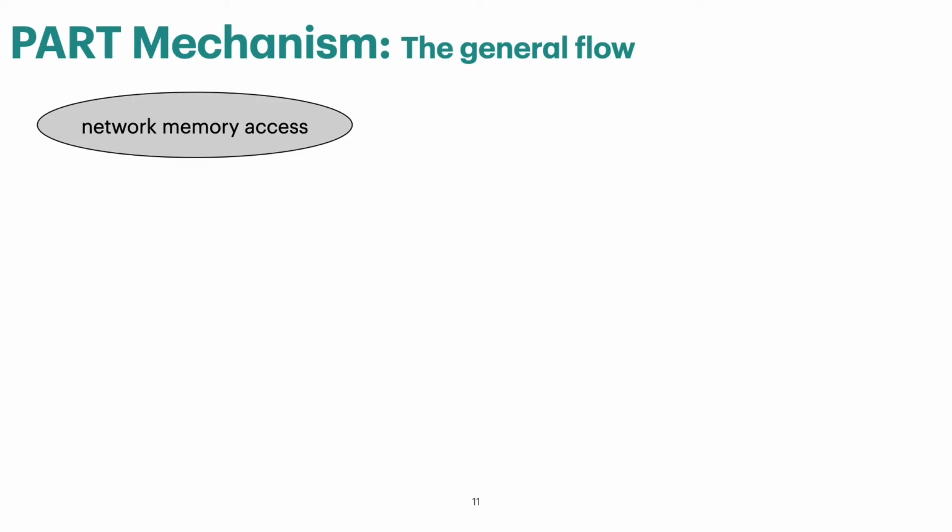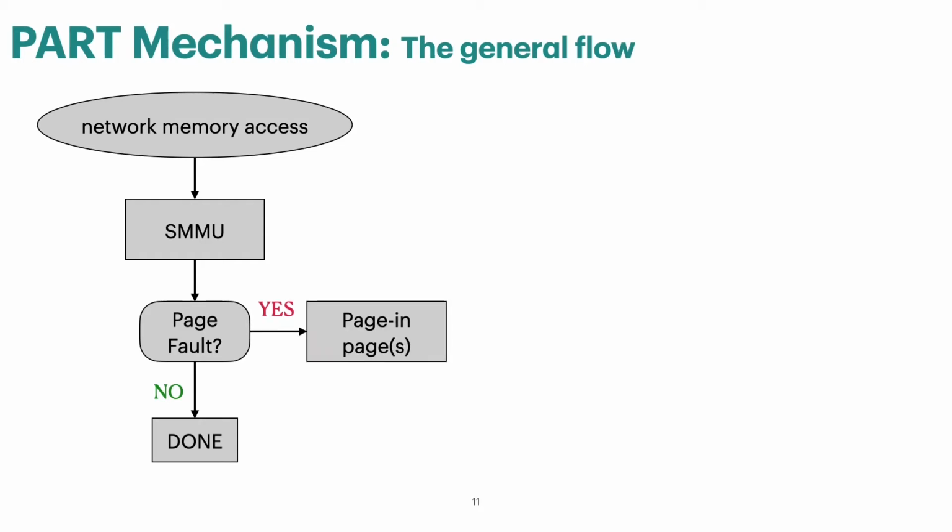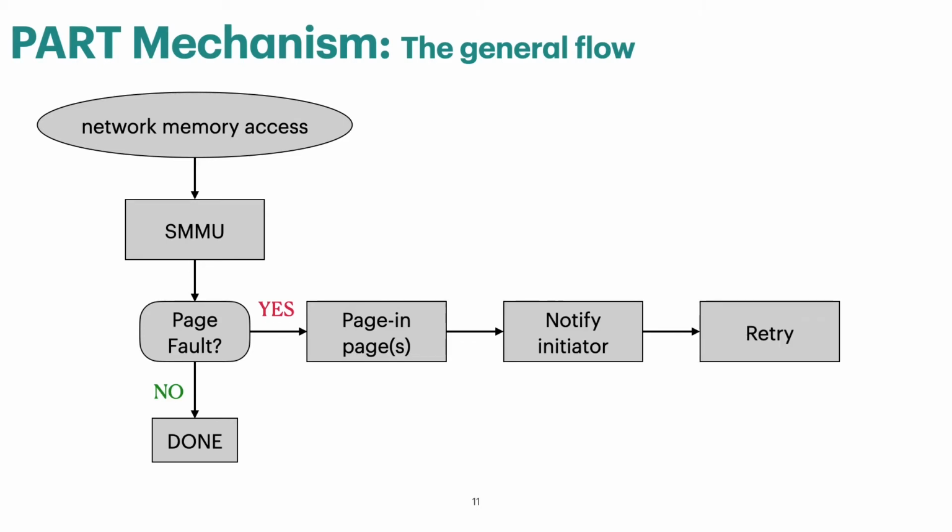The PART mechanism, here we will see the general flow. A network memory access goes through the SMMU to be translated. So at this point, it will know if there is a page fault. If there is no page fault, we're done, that's fine. If there is, we need to handle it. We need to bring the pages into the memory. And after that, we have to notify the initiator to retransmit the transfer.